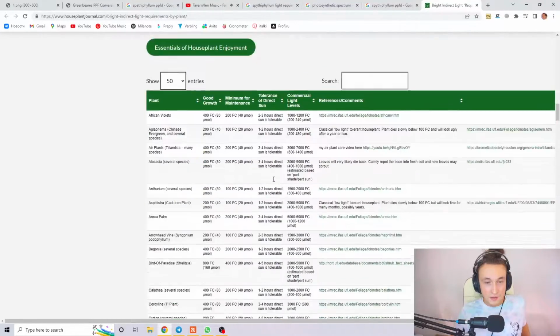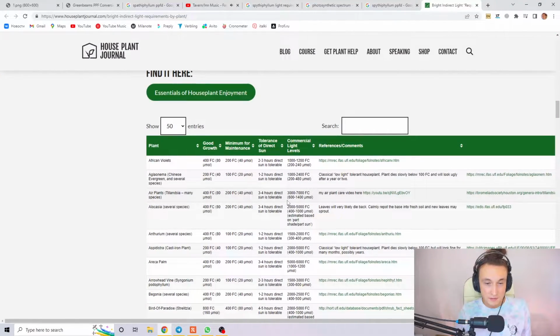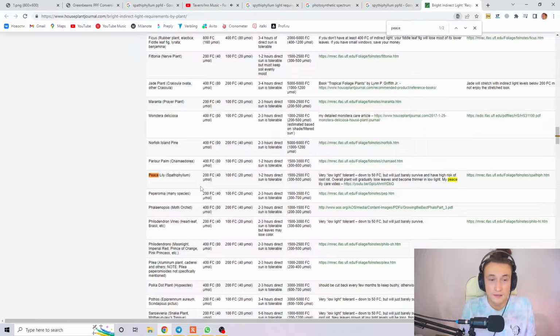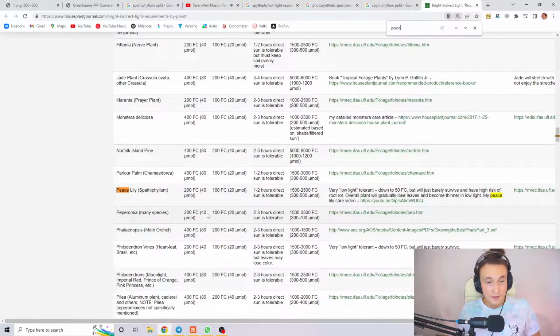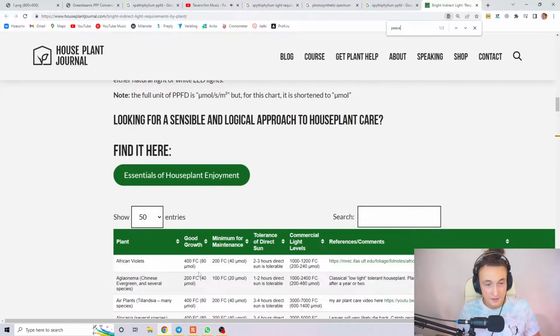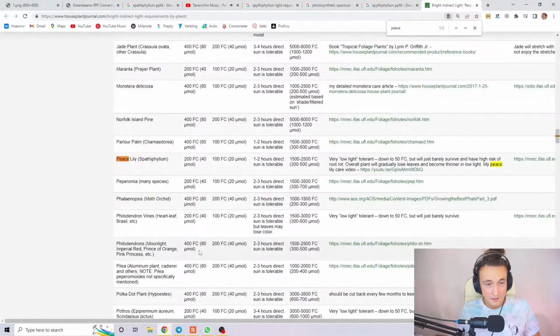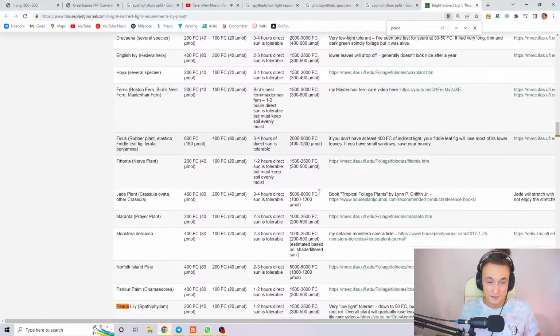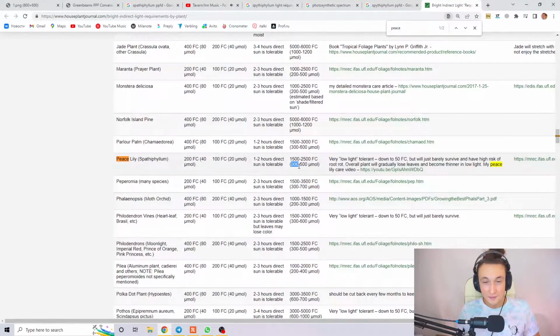But when you actually find exact numbers, it's a little bit confusing. Spathiphyllum. God damn, where is it? Okay, peace lily. It's peace lily. Okay, and you find that for good growth, it needs 40 micromoles. But if you look to the commercial light levels, you see that it's 300 to 500 micromoles, which is a lot. It's basically 10 times more.